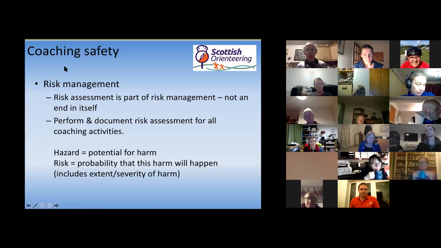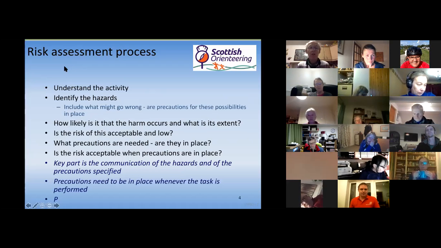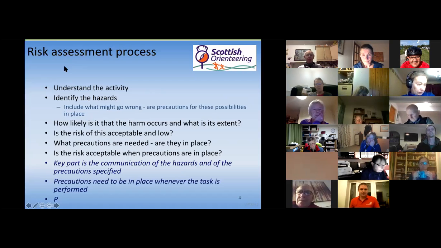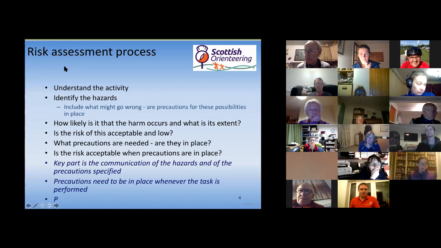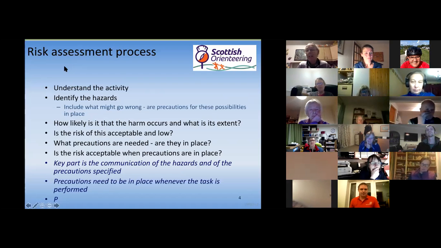So the two tend to be separated, because how you deal with them varies with where it sits. So the risk assessment process: first of all, understand the activity. If you don't understand the activity, you're going to be very hard pushed to identify what the problems are. And next, you identify the hazards.